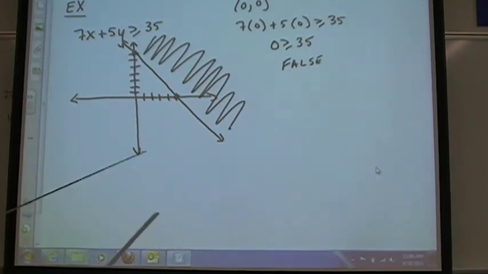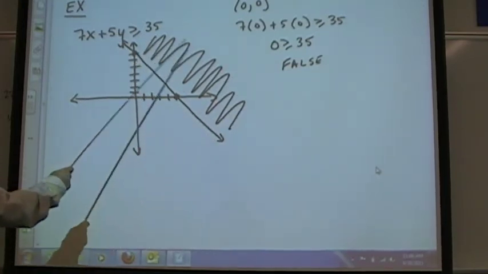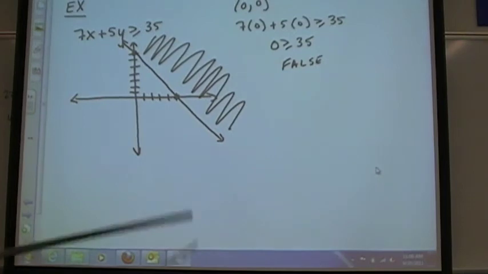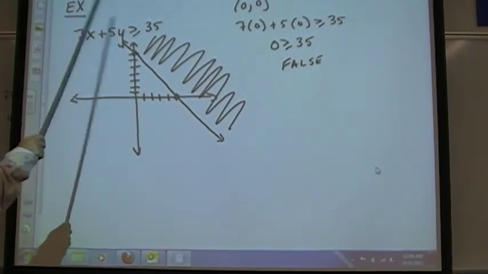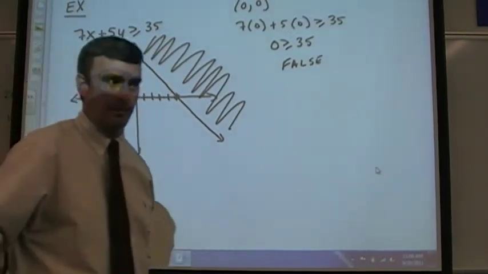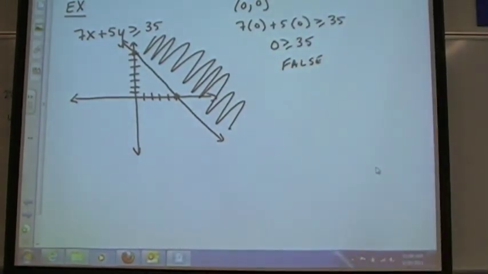So every point in this region is a solution to the inequality. Every point below the line is not a solution to the inequality. All right? So, again, the shaded region is the most important part of your graphs here.